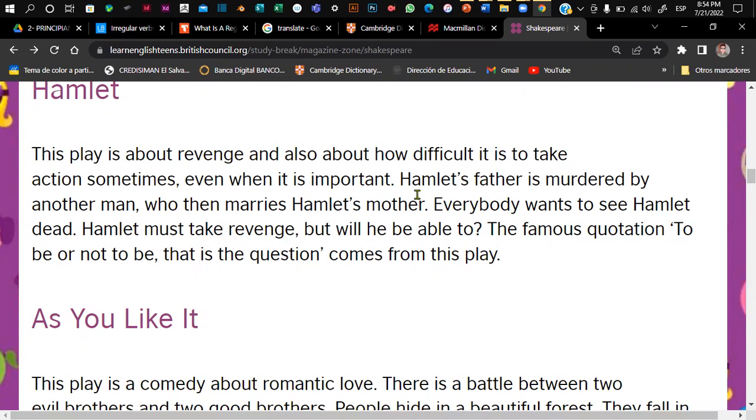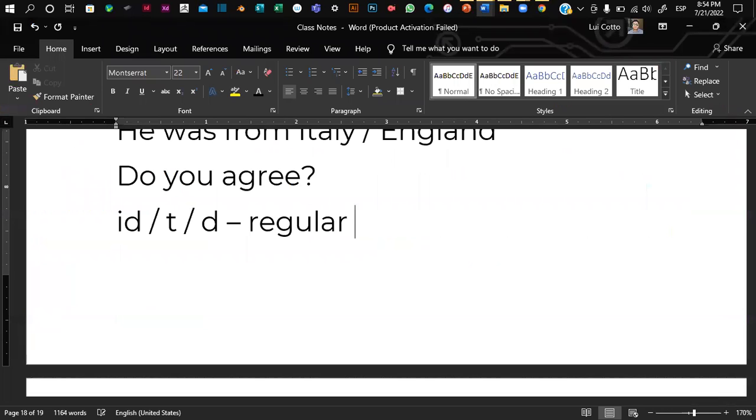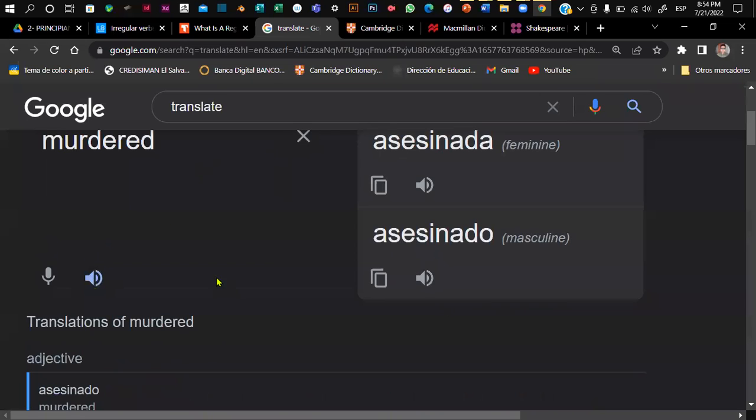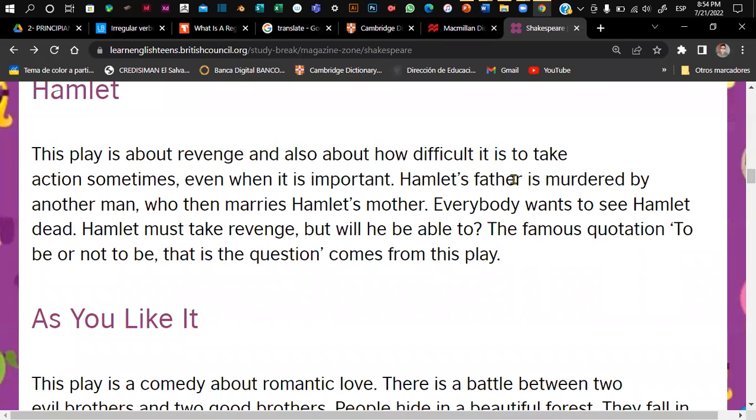Okay. Hamlet's father is? Murdered. What is the pronunciation for that word in the simple past? Regular. This is only for regular. Remember, regular verbs. What is the one? D. You say that is D. Okay, let's make sure. Asegurémonos. Murdered. Murdered. Murdered. Is correct. Es matado, dice. No. Asesinado. Ah, okay. No, matado. No, right? Okay. By another man who then marries Hamlet's mother.